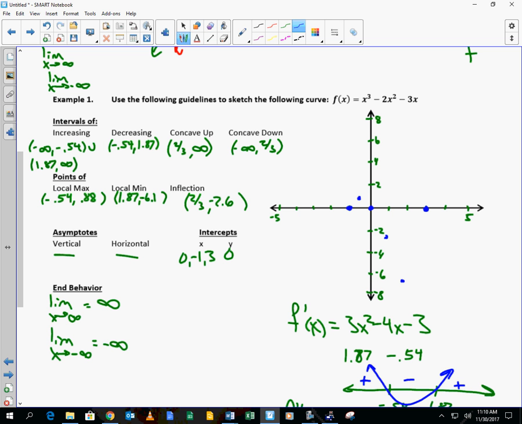Now remember, you told me that it starts down and finishes up, right? At 2/3, negative 2.6. So I'm going to start down here. That wasn't very good, was it?